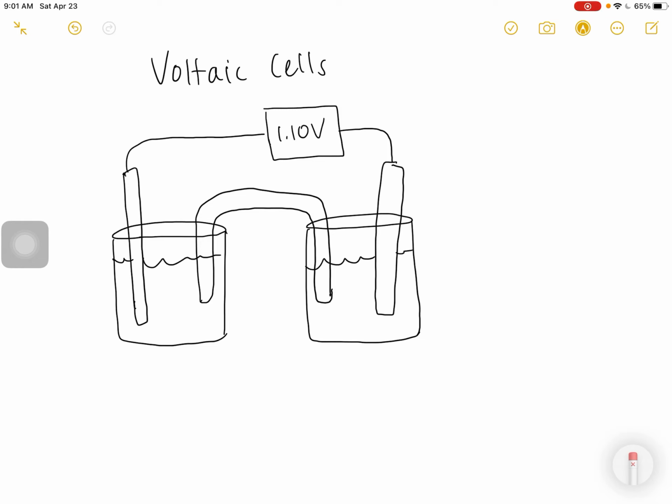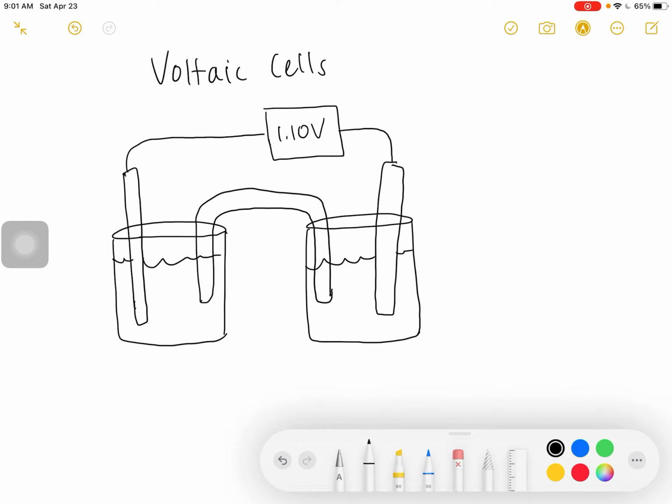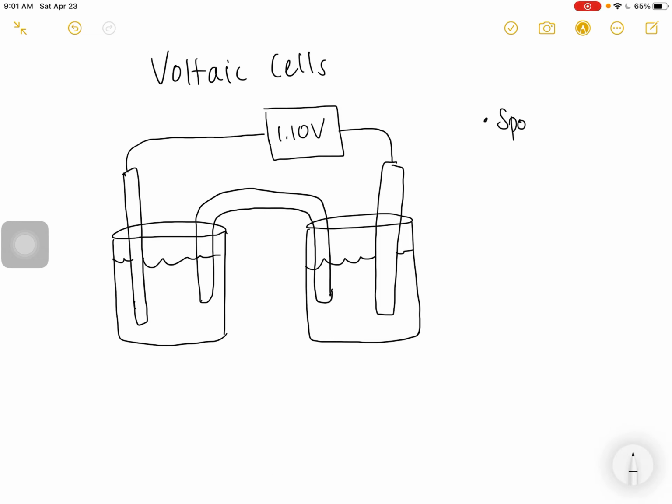Okay, so now we're talking about a chemical reaction which produces a voltage. Okay, so this is a spontaneous reaction that is capable of producing a voltage. Okay, so you think of voltage like batteries, able to power something. That's actually what this is. It's just that it's a chemical reaction.